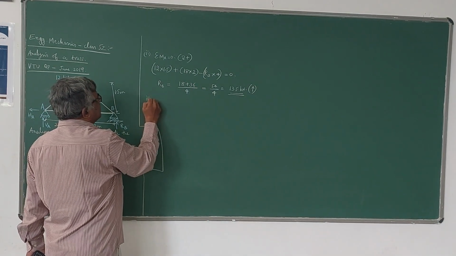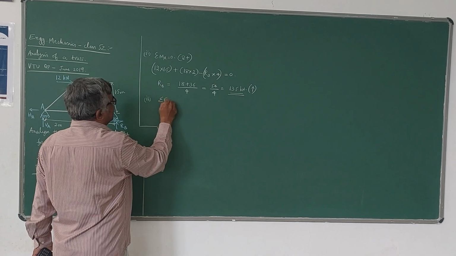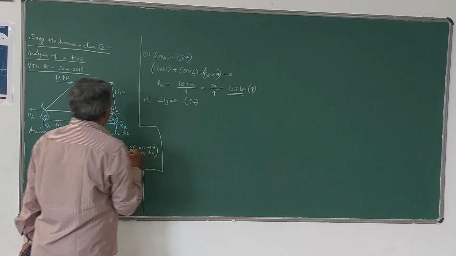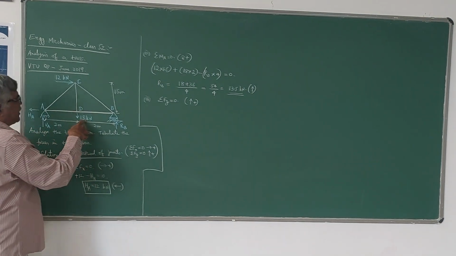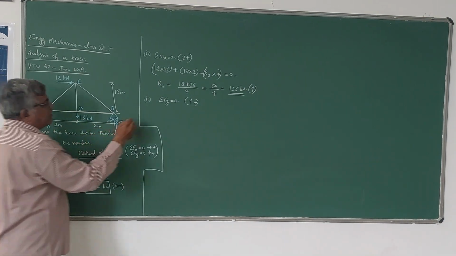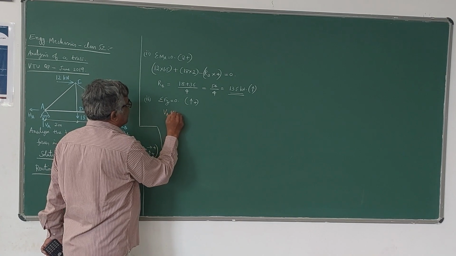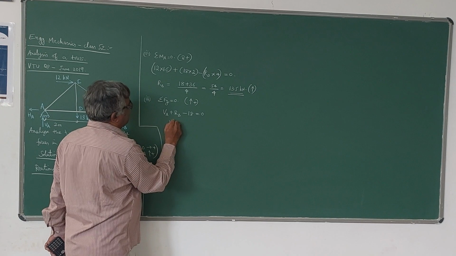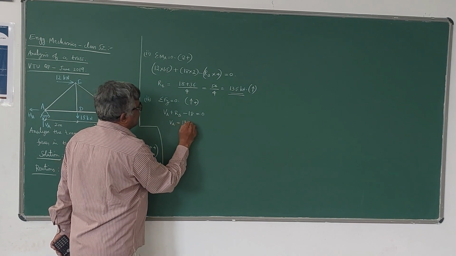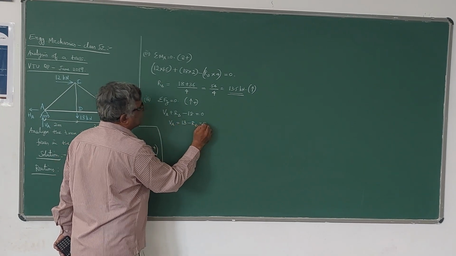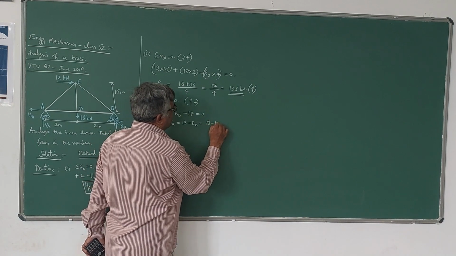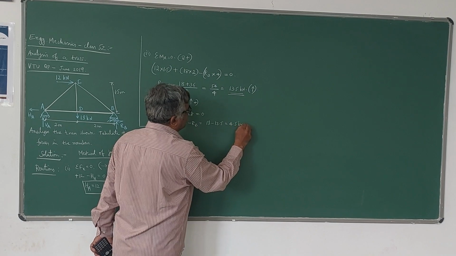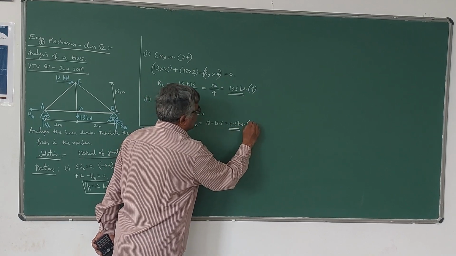Now the third equation is the vertical forces equation, sigma Fy equal to 0, I will take upward positive, downward negative. So this 18 becomes negative, VA and RB will be positive. The equation is VA plus RB minus 18 is equal to 0. Therefore VA is equal to 18 minus RB, which is 18 minus 13.5, which is 4.5 kN. This is also positive, therefore the assumed direction is right.